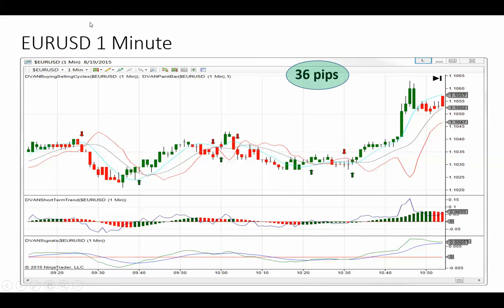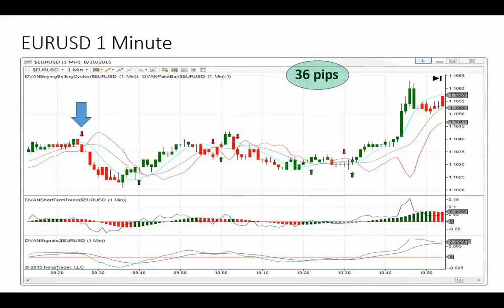Now I wanted to look at the Euro dollar 1 minute chart. This is from today, August 19th. This is just before the open New York time to almost 11 a.m. and you see 36 pips is what we're going to end up tracking after I list all of the trades that we took here. This is a good example of taking trades, getting out early based on the leading indicators of the buying and selling pressure, paint bars, and then also a good way to show you how to filter trades and not take some of them in the consolidated times.